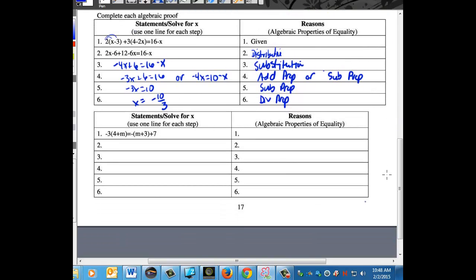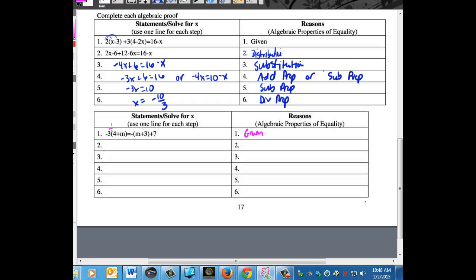Next proof, we have negative 3 times 4 plus n equals negative n plus 3 plus 7. Note on the reason, they did not give us a reason. So when they don't do that, that's fine. We'll just enter our own reason. This problem was given to us.